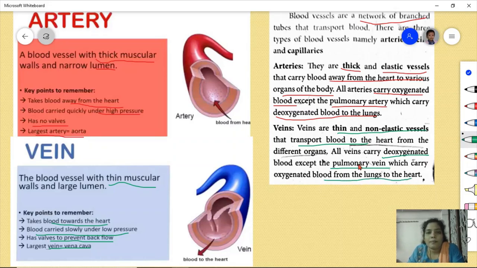Understood? So arteries are very thick and elastic vessels. They carry blood away from the heart to various organs of the body. All the arteries carry oxygenated blood, but the pulmonary artery carries deoxygenated blood to the lungs. Veins are very thin and non-elastic. They transport blood to the heart from the different organs. All the veins carry deoxygenated blood except the pulmonary vein. Only the pulmonary vein carries oxygenated blood from the lungs to the heart.